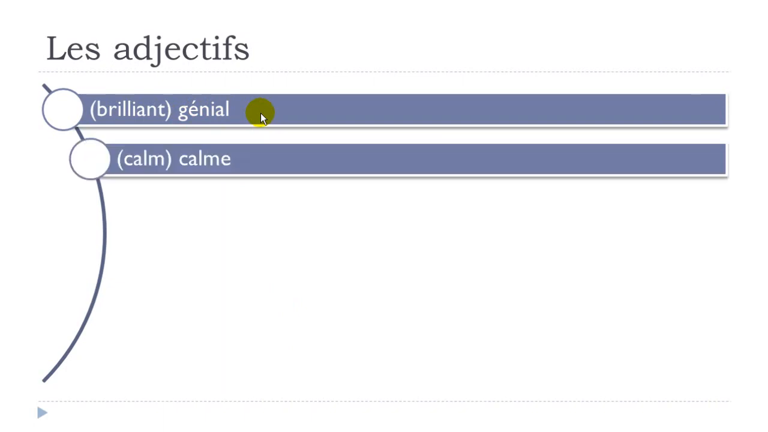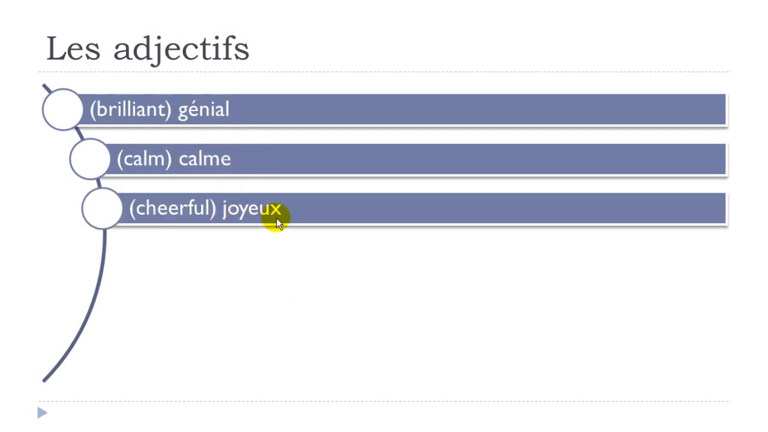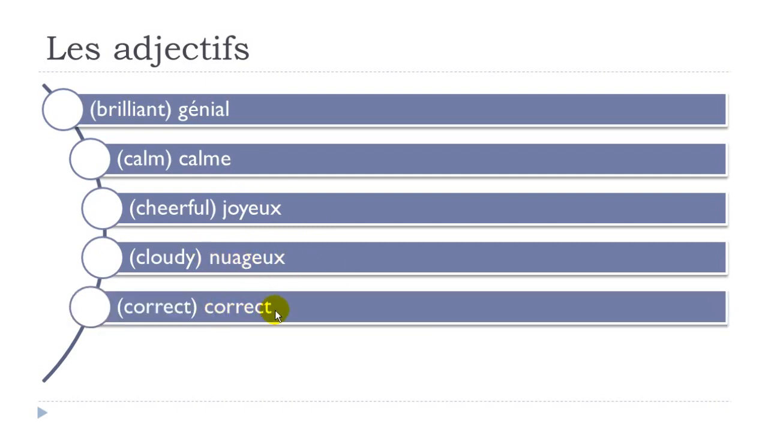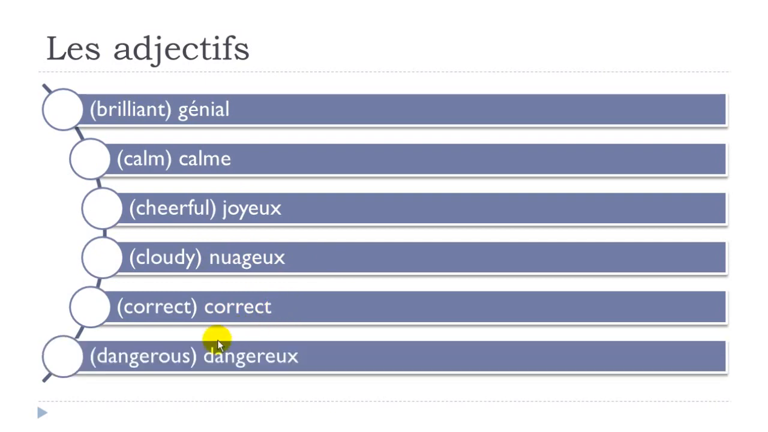Génial. Calme. So don't insist on the final E. Calme. Joyeux. Final X not pronounced, and then joyeux. Okay? Joyeux. Nuageux. Final X not pronounced, and then G-E-U, je. Nuageux. Correct. Dangereux. Okay, so final X not pronounced, and then don't really pronounce this here. Dangereux.